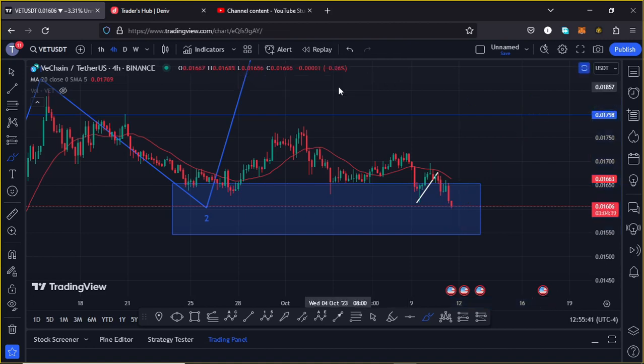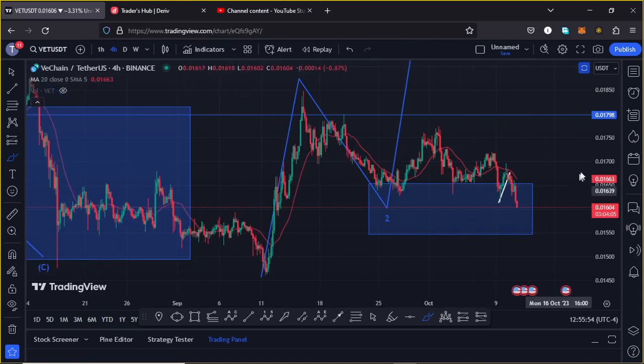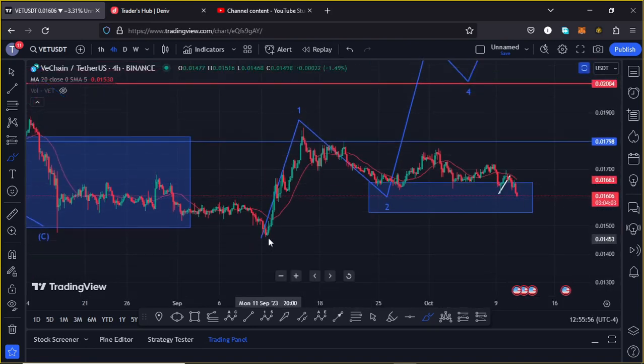But for now, we need to be prepared for further breakdown into maybe the fib level 0.78, which is our last line of defense. In case we lose the fib level 0.78, then there are chances that VeChain can now give us a reset of the lows that we made on the 11th of September at around the $0.01465 mark. So that is what I'm keeping my eyes on here on the VeChain chart in the short term.